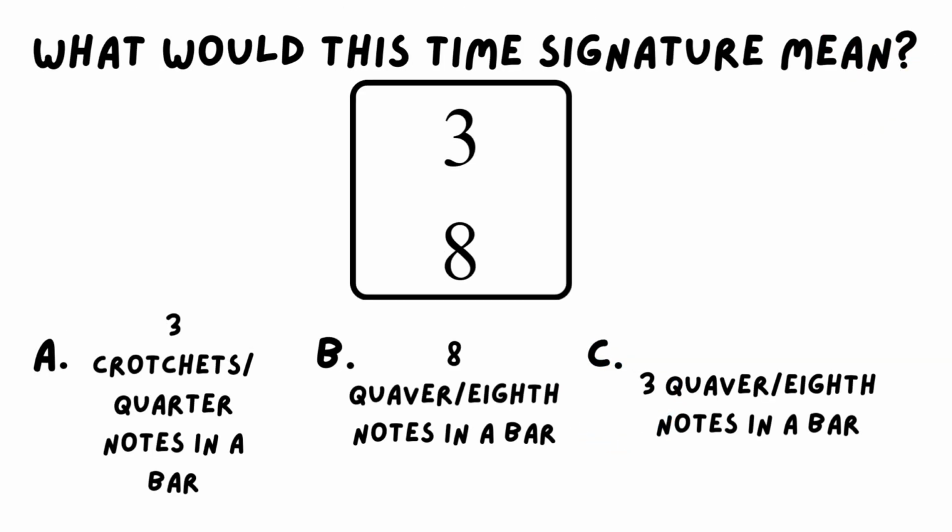Okay, what would this time signature mean? Okay, 3/8. Think, what does the top number mean? What does the bottom number mean? Okay, what do we think? Right, pause the video if you need to. The answer is coming up. 3, 2, 1. Okay, that would be 3 quavers or 3 eighth notes in a bar.